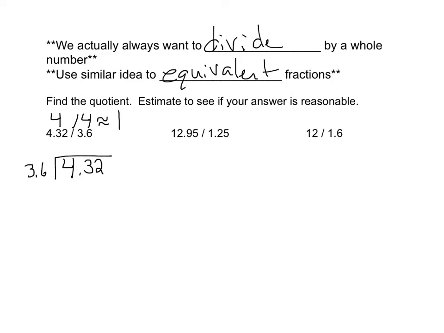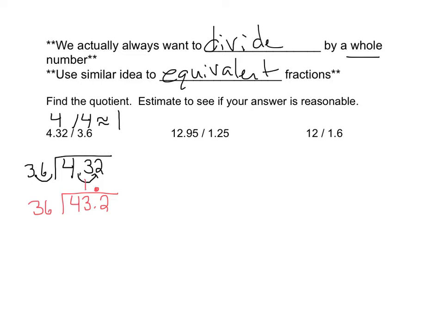Four and 32/100 divided by 3 and 6/10. Since I want to divide by a whole number, I'm going to multiply my divisor by 10 and actually make this into a 36. But if I do that, I have to also multiply my dividend by 10, which is just going to be moving my decimal place over one spot. What this turns into then is 43 and 2/10 divided by 36. And now we just proceed like we did before.